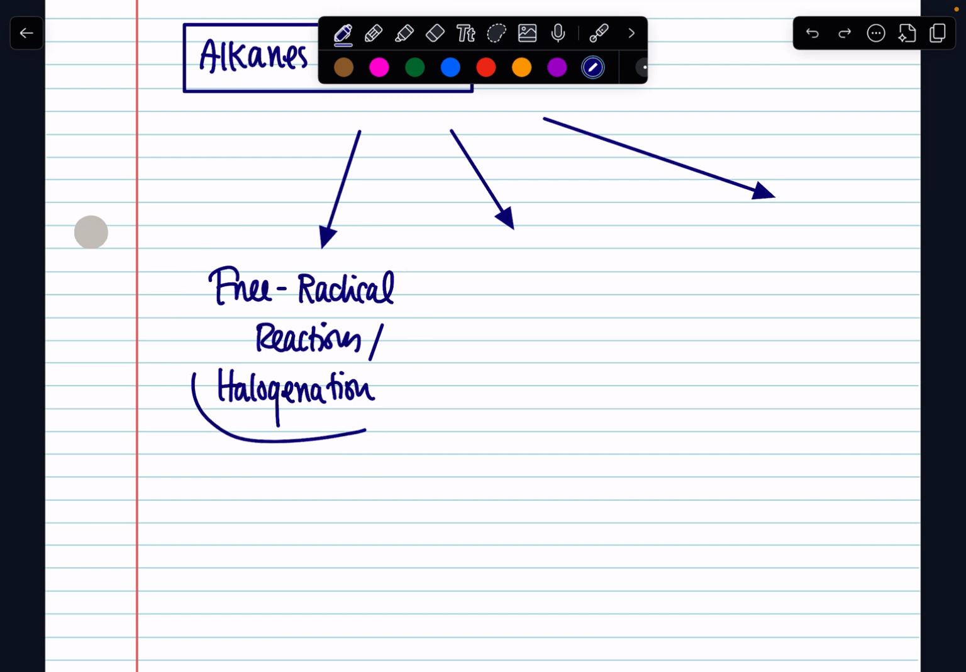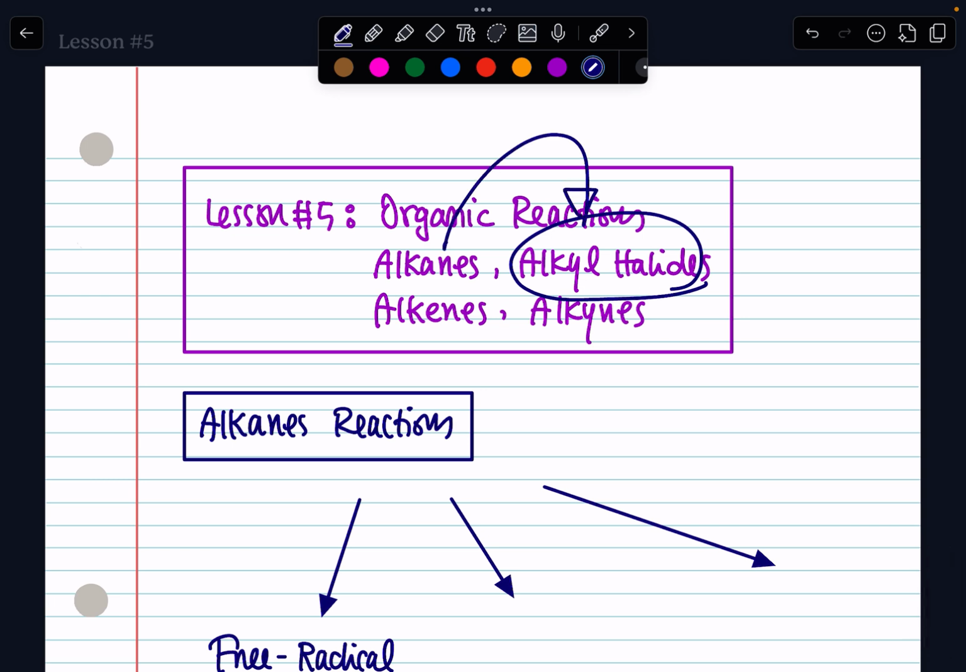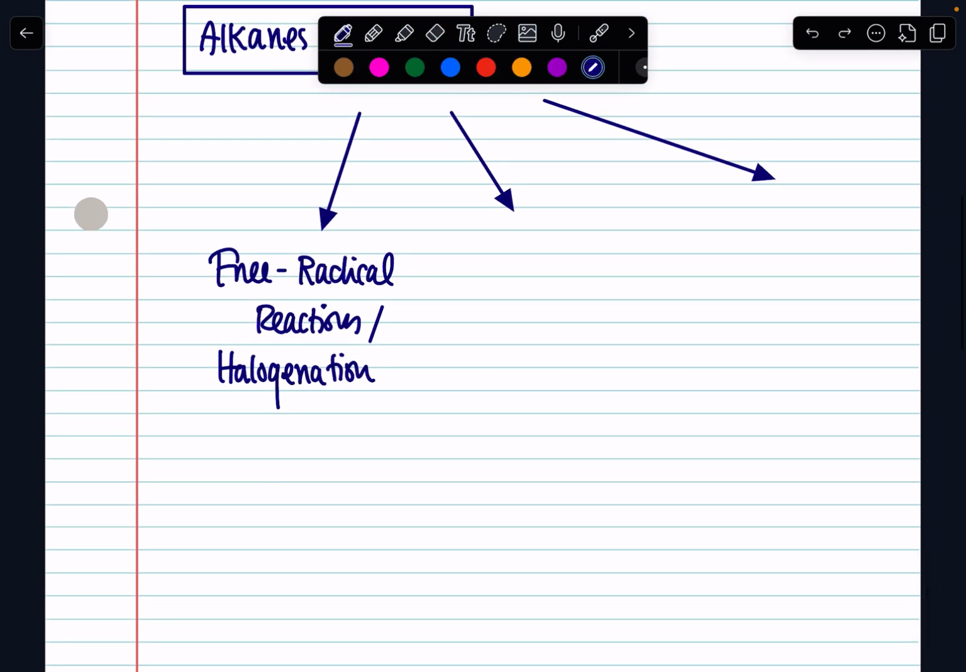But what you're trying to do here is halogenate. Remember, halogen is group 7, which is your X. Basically, you're trying to make alkyl halides from alkanes, right? Through free radical halogenation. The second group is pretty simple. You guys have heard of that before. It's called combustion. So essentially, when you burn paper, when you burn wood, when you cook food, that's a combustion type reaction. And finally, we have substitution reactions.